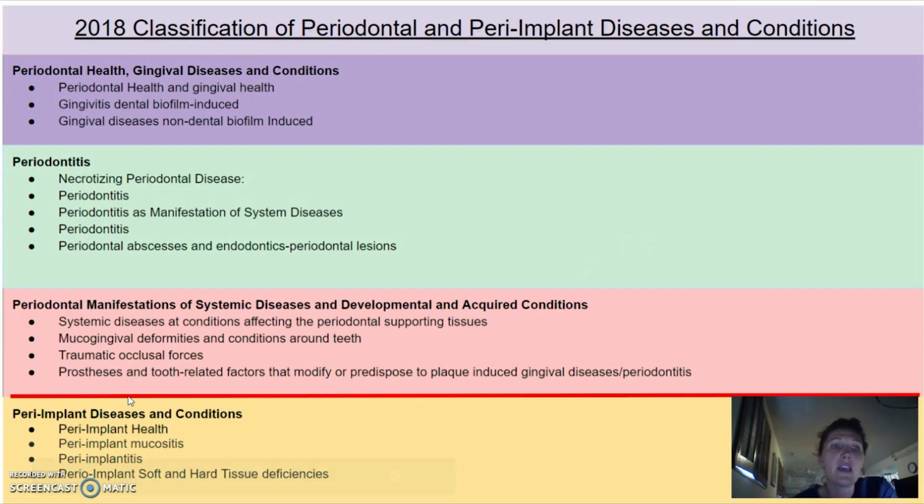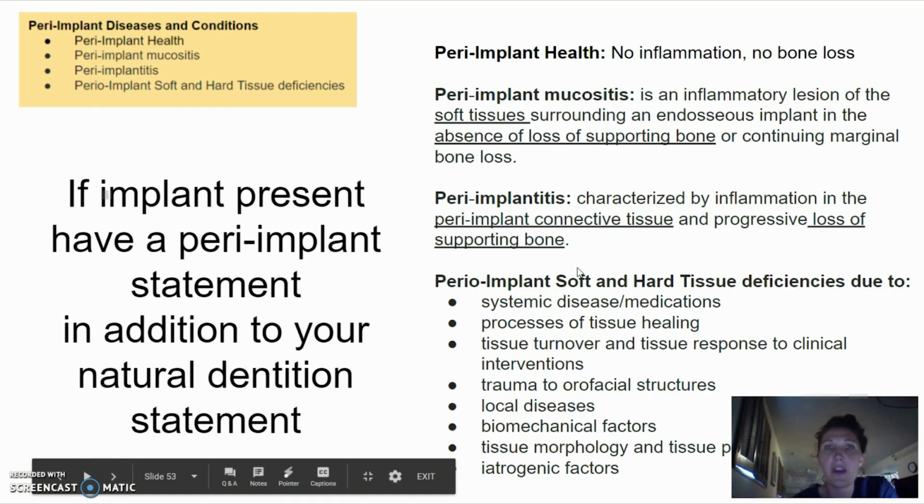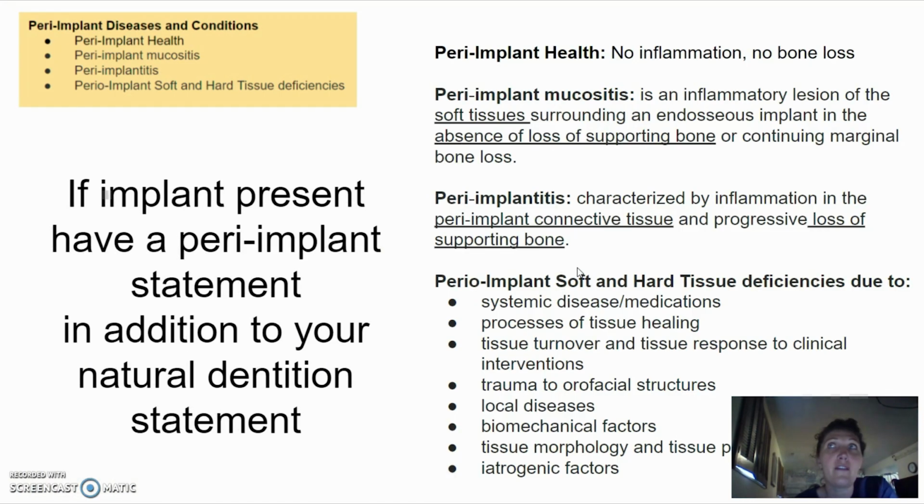So our last category is peri-implant health, and there are 4 categories. Patients are having more and more implants, and we need to make a protocol as an office on how to treat those. We also need to be giving them a category of their condition. So you can either say they're in health, there's no inflammation, there's no bone loss. Or they have peri-implant mucositis, which is an inflammatory lesion of the soft tissues only. There's absence of bone loss.